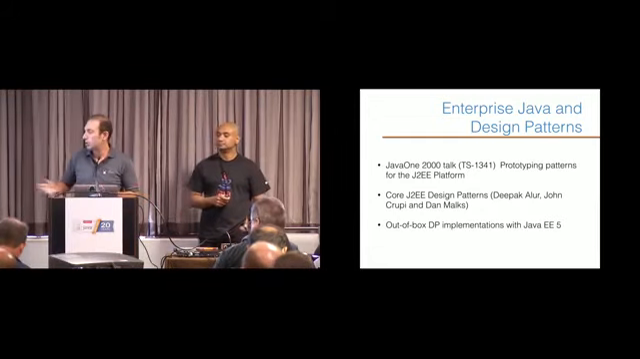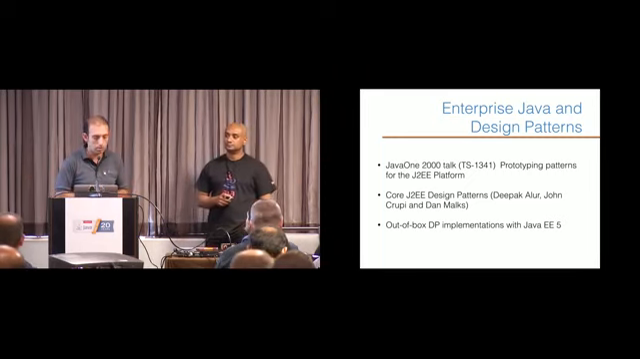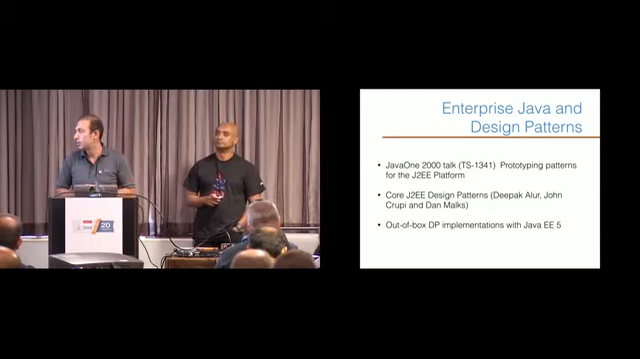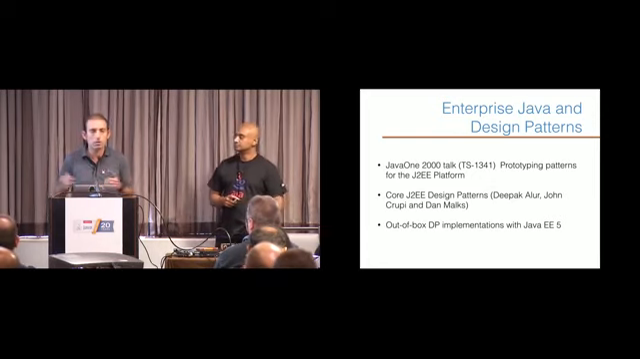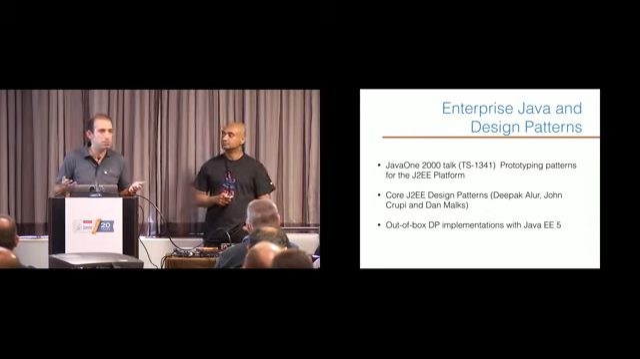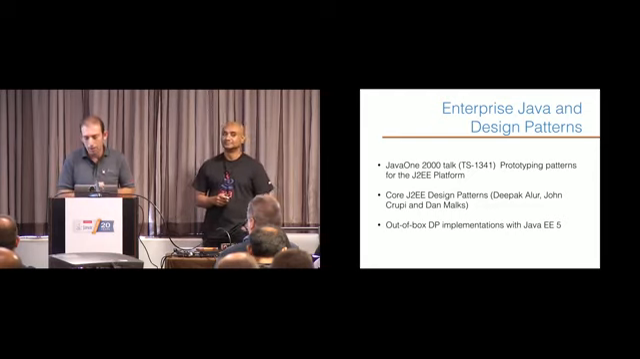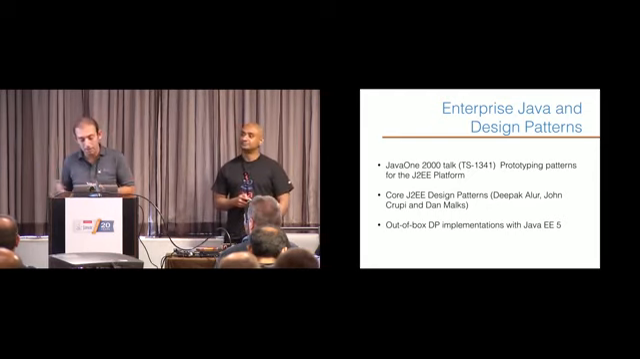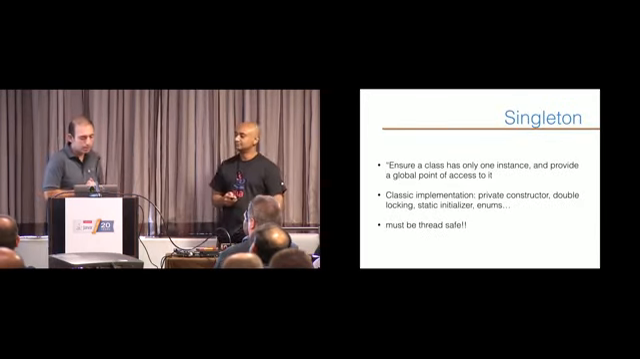And after the introduction of Java EE 5, most of the Gang of Four design patterns, and actually more, have already been implemented in Java EE. So they have out-of-the-box implementations. You don't really need to do anything. This is the main summary of the talk: Java EE has almost all the patterns, so you can just go and have some beer. But if you still want to listen to us, let's move to Singleton.